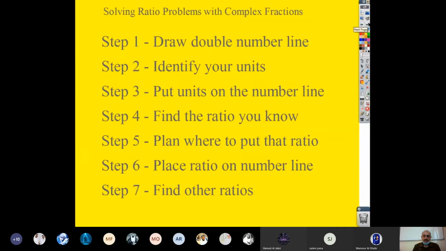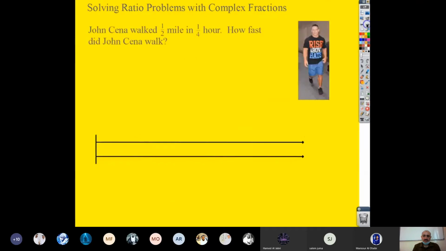All right, let's move on. The steps for solving these are going to be pretty much the exact same thing. We're going to find the ratio that we know. We're going to plan where we're going to put it on the number line. Then we're going to put the ratio we know in the number line, and then we're going to use that information to find some other ratios. I would suggest pausing the video and writing this down.